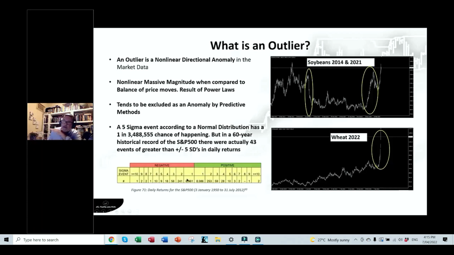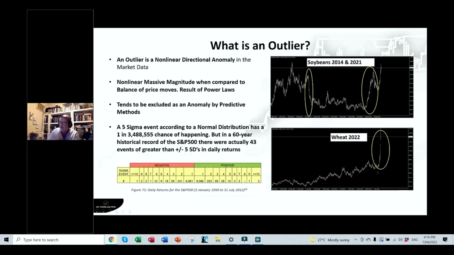However, what we find in a 60-year historical record of the S&P 500, not a 1 in 3.5 million chance of happening, but we actually find that there were 43 events in that 60-year historical record that were greater than plus or minus 5 standard deviations in daily returns. In fact, some of them were greater than 10 standard deviations, either positive or negative. So we can see that there is something going on at these tail regions of these distributions that is significant. And if we can have these systems that target these significant opportunities in a beneficial way, you could see how these are game changers to our track record and how they deliver such stunning absolute returns.